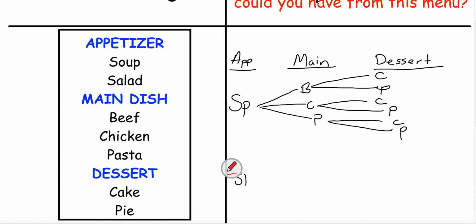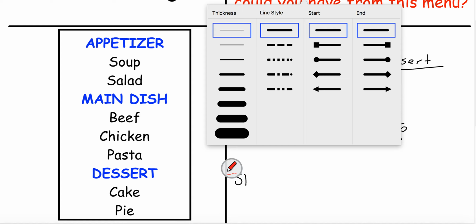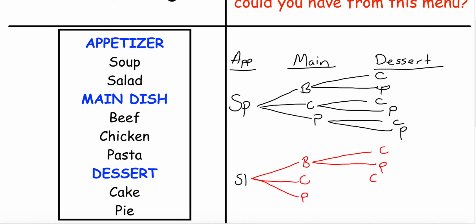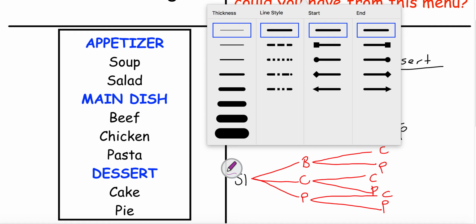Now, let's say that I didn't get soup at all. And instead of all of that, I got the salad. Well, if I got the salad, then my main dish is going to be beef option, chicken option, or pasta option. And then my desserts are still open for my choice. I could get cake or pie. If I had the chicken, I could get cake or pie. And if I had the pasta, I could get cake or pie. So those are all of the different outcomes that I could get from my choices here.